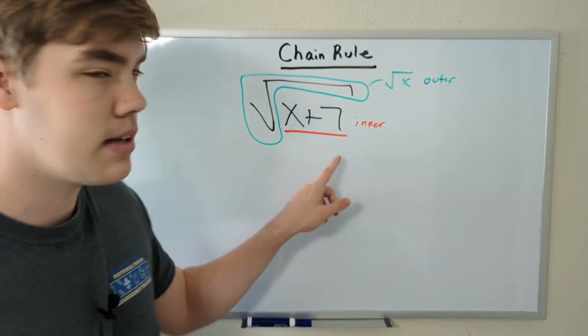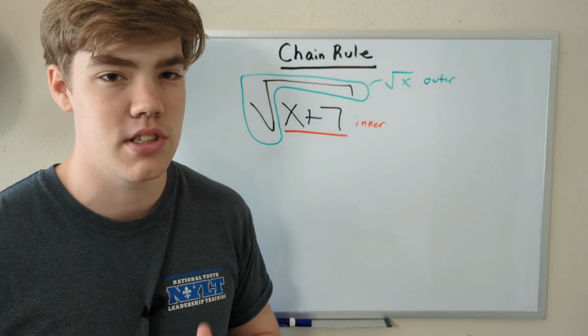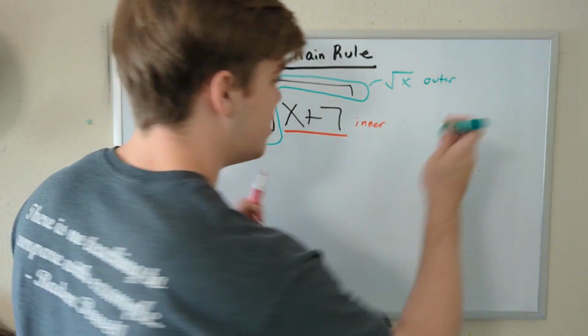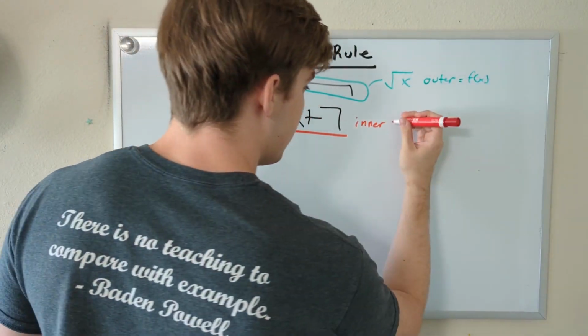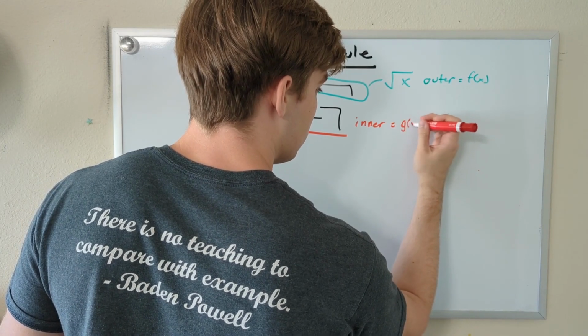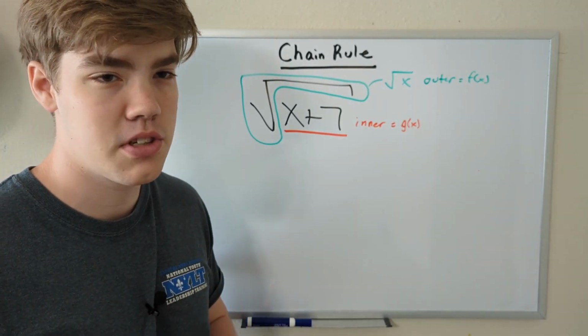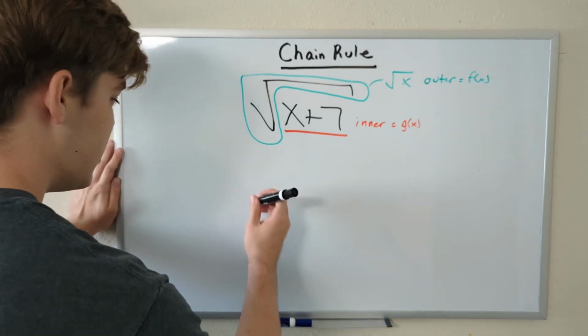So whenever we have a problem that looks something like this, we have to use the chain rule to solve that problem. The outer function will always be our f of x, and the inner function will always be our g of x. Knowing this, we can apply the chain rule to solve functions such as this. The chain rule is as follows.